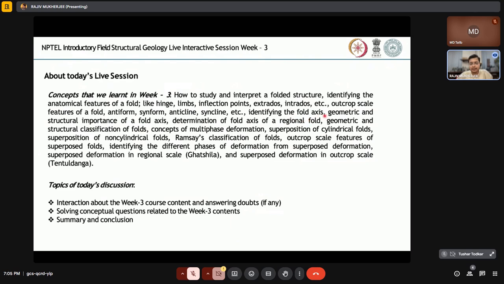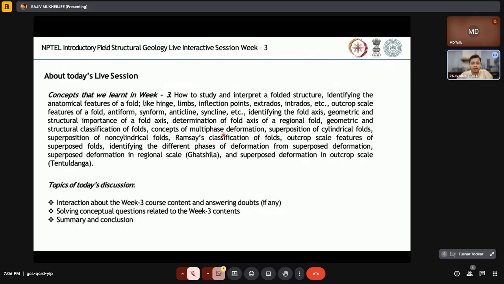So identifying the fold axis, geometric and structural importance of a fold axis, like determination of a fold axis in a regional fold, and then geometric and structural classifications of folds in terms of their opening angle, the interlimb angle, the depth of the folds, plunge amount of the fold axis, and the orientation of the axial plane. So that is how we carry out the geometric and structural classifications of folds. Then comes concepts of multi-phase deformation and superposition of cylindrical and non-cylindrical folds.